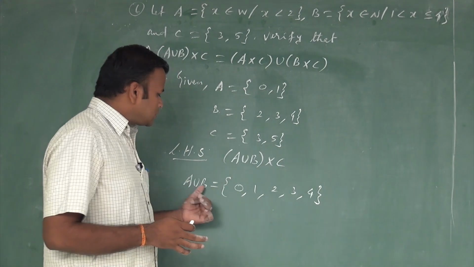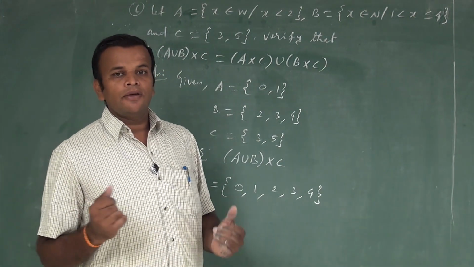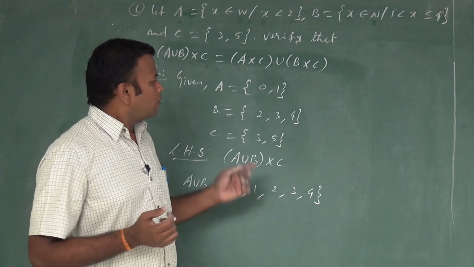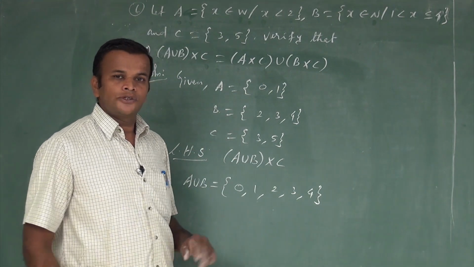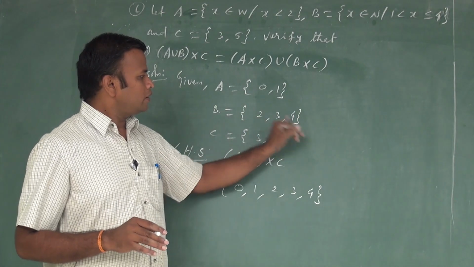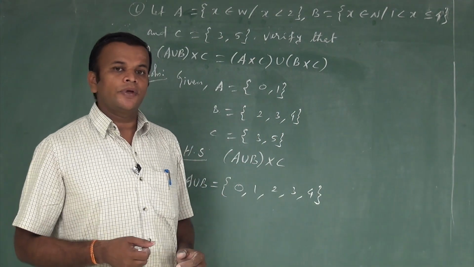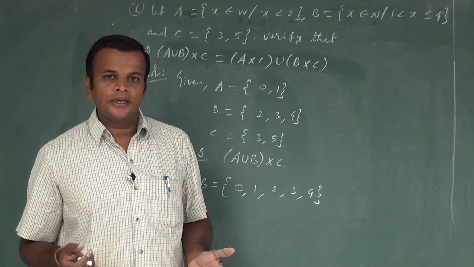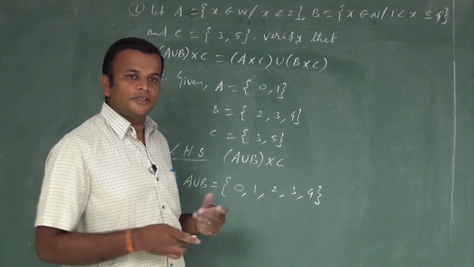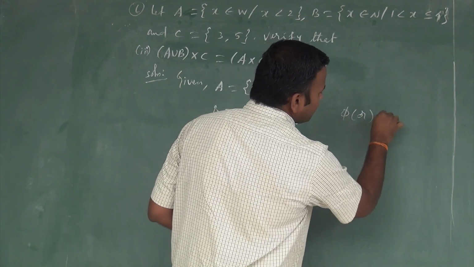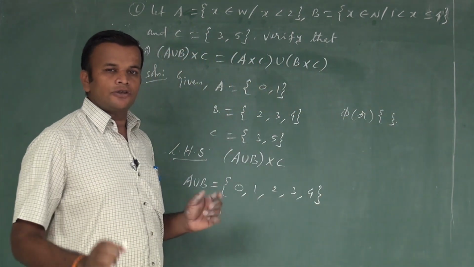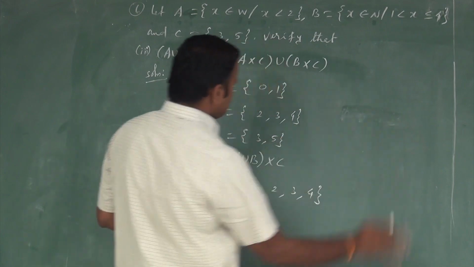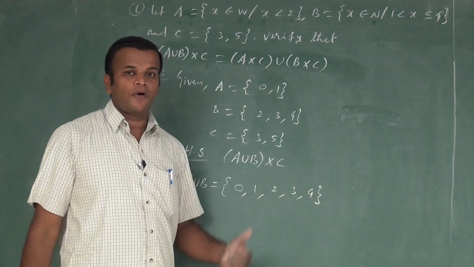Suppose A intersection B is given. What is the value of A intersection B? Identify. Intersection means common. What is the common element in A and B? No one is common, so it is the empty set. What is the symbol of the empty set? Phi, or an empty set. Suppose the question is asked in intersection, it is an empty set. But our question is asked in A union B. So A union B contains these 5 elements.